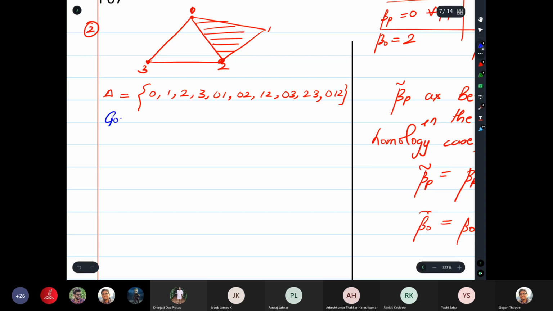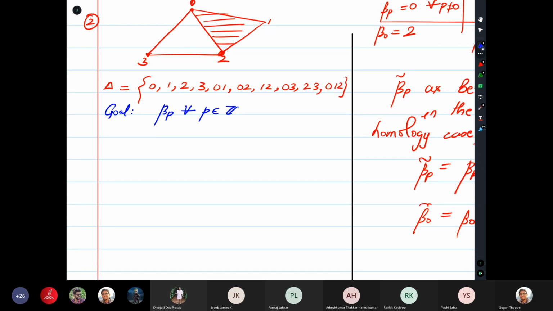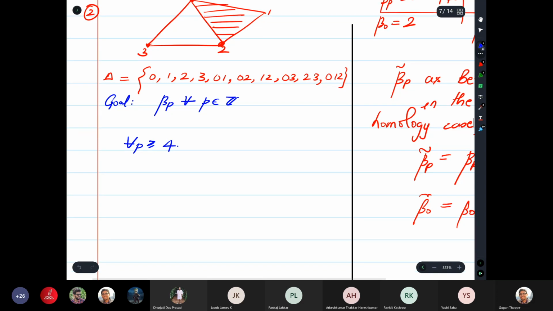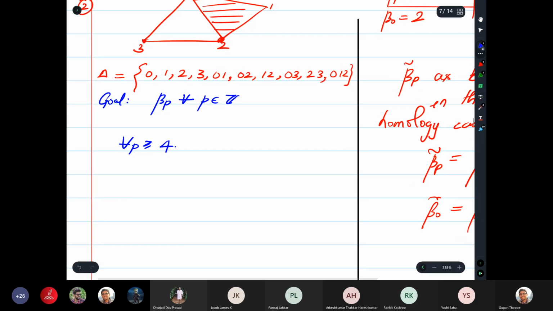So what is our goal? Our goal is to compute beta p for all p in Z. Let's try to do that. The first case is for all p bigger than or equal to 4. Can one of you volunteer and tell me what happens for p bigger than or equal to 4? What do you think beta p must be? Please volunteer. It's not that hard. This is the easiest case. If you wish to volunteer, this may be the right time.